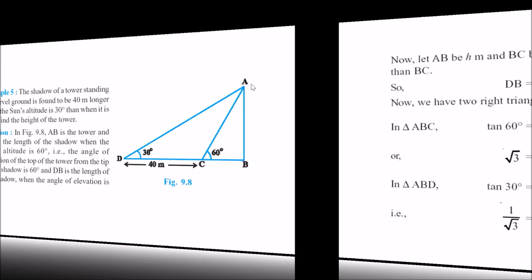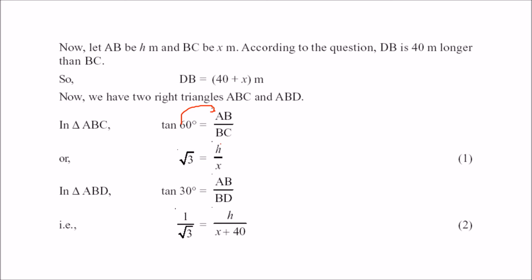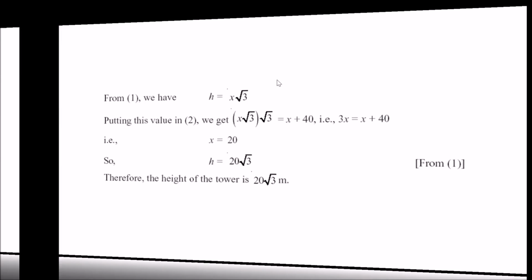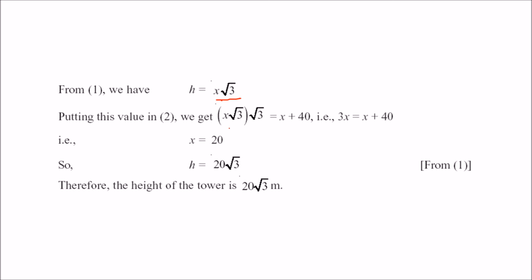So this is tan 60, AB by BC, that is h by x, h will be x root 3. Let us take tan 30, AD by DB, and replace it with 1 by root 3, and h by x plus 40; we will put h equal to root 3x here. We now go back to the second equation and we can find easily that x is 20, which gives h as x root 3, that is 20 root 3.